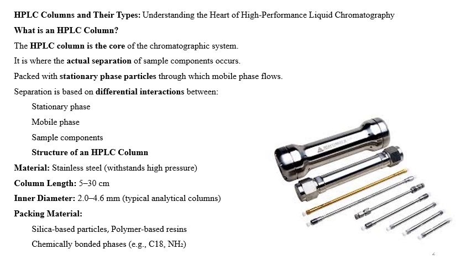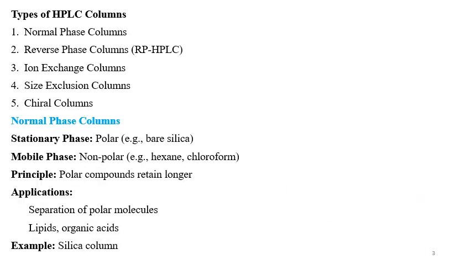Based on the method requirement and the analyte chemistry, we need to develop the method and we need to select the column. If you select the wrong column, then the method will not be accurate and precise. Different types of columns are used, like normal phase columns, reverse phase columns, ion exchange columns, size exclusion columns, and chiral columns. Now we will see them one by one.